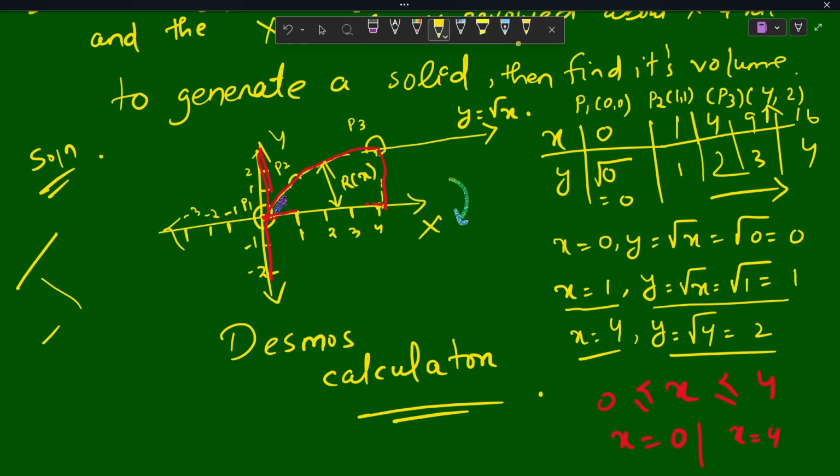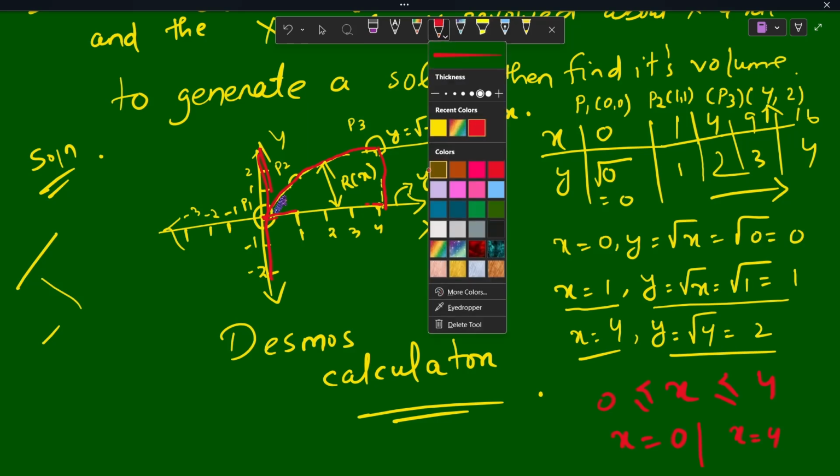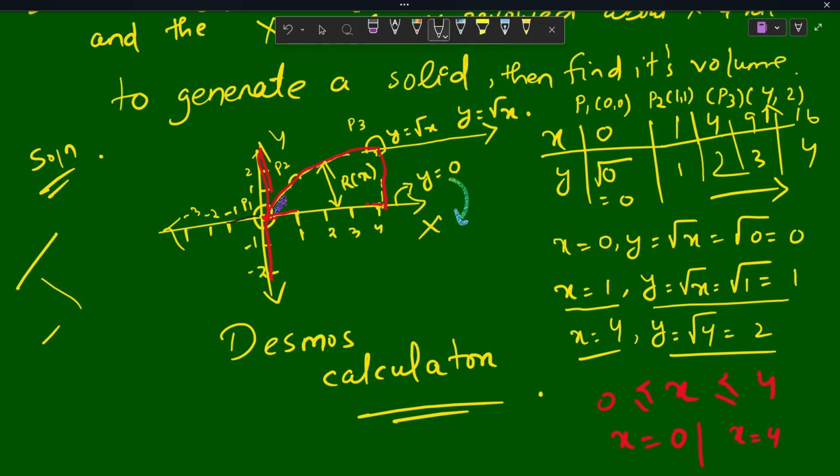So r of x, what is the upper value here? Now see, on this curve, this is y equal to root x, right? And on this line, what is the value of y? It is y equal to 0. This line is y equal to 0.